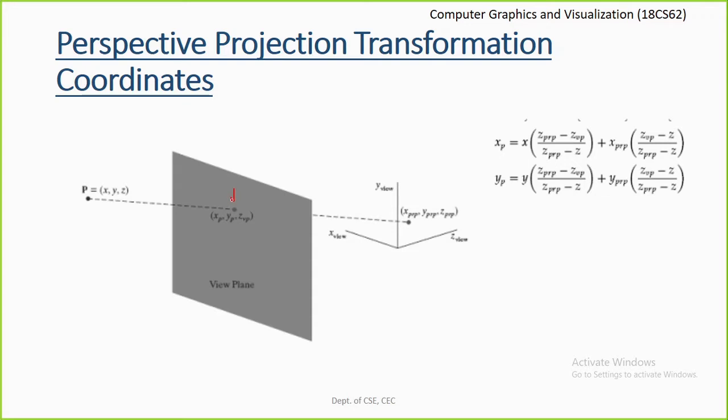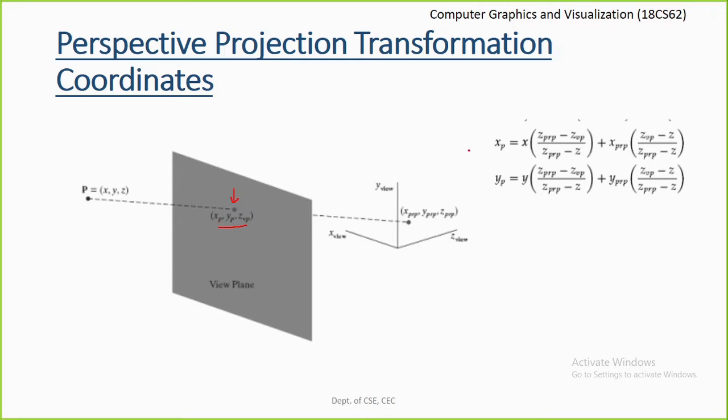This is the point of intersection of the projection path of the point x, y, z to the projection reference point with the view plane, given as xp, yp, zp. We know the value of zp. What is the value of zp? It is the position of the view plane along the z-axis of the viewing coordinates. We can adjust the value of zp in order to position the view plane. Now we need to determine the values for the xp and yp coordinates.